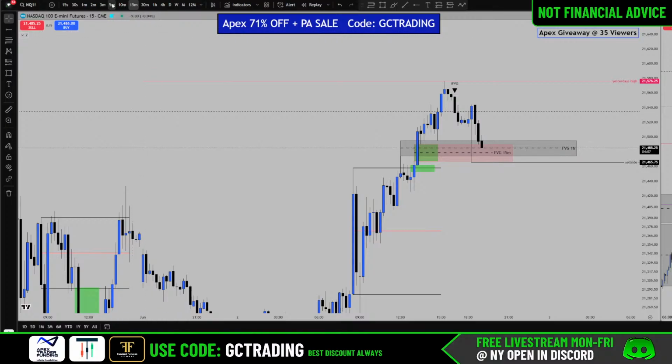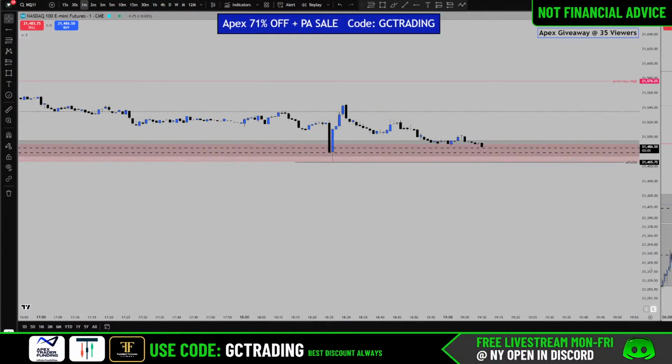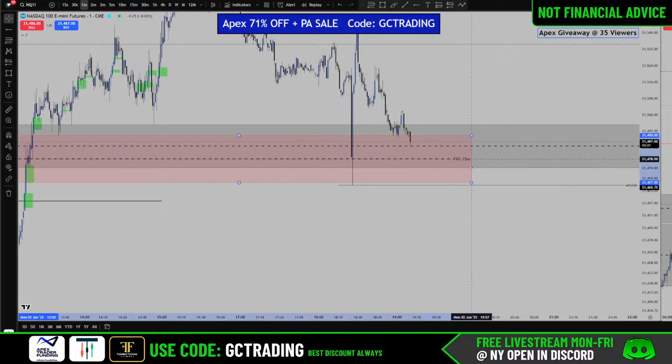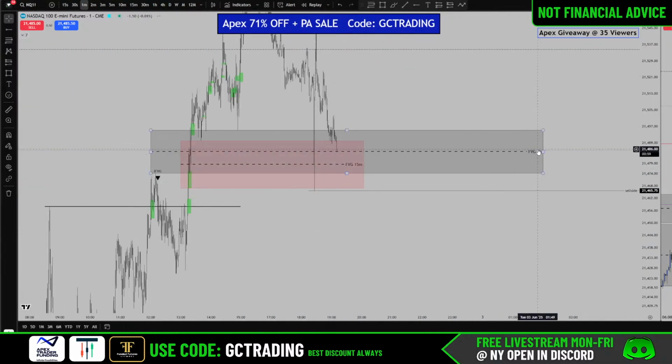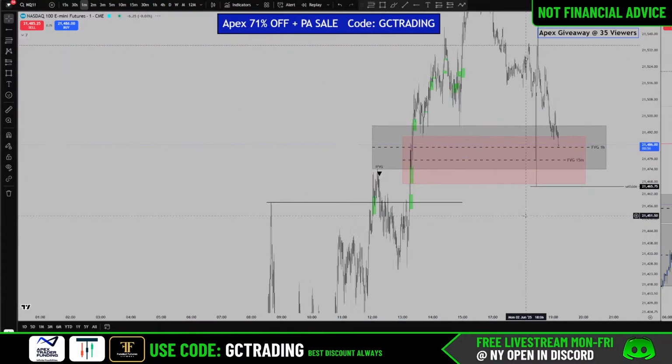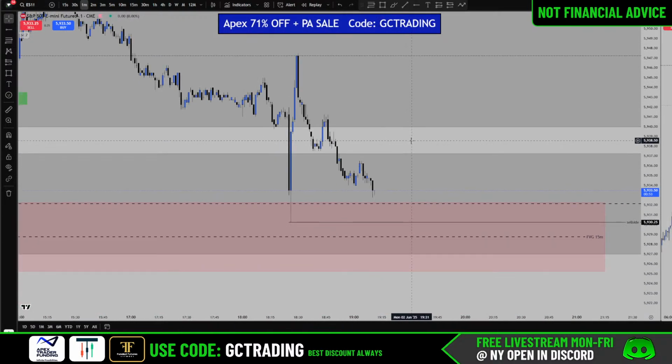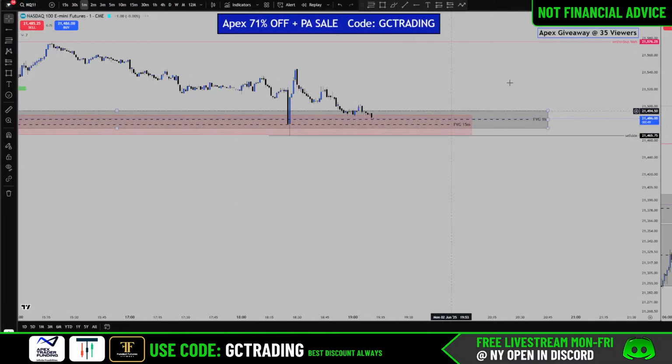Looks like we are tapping into it. Tapping into the gap right there, that 15-minute. So like I said, I want to see what price does inside this gap. Let's go back to ES. ES is not quite in that gap yet.